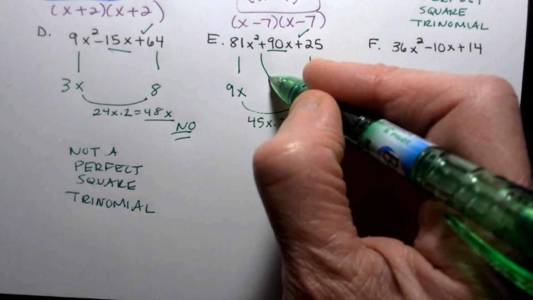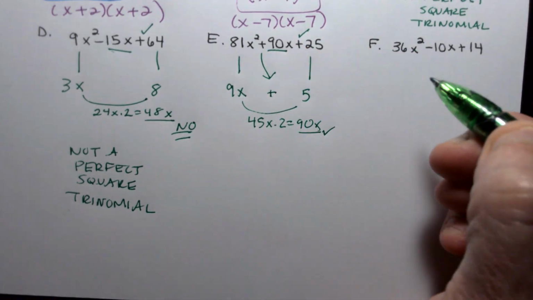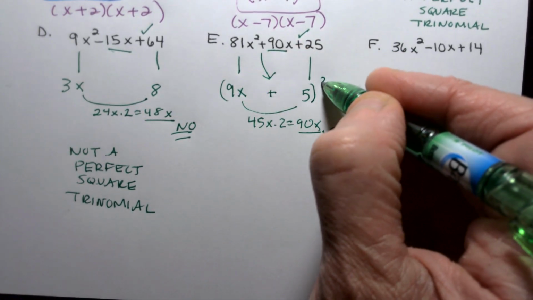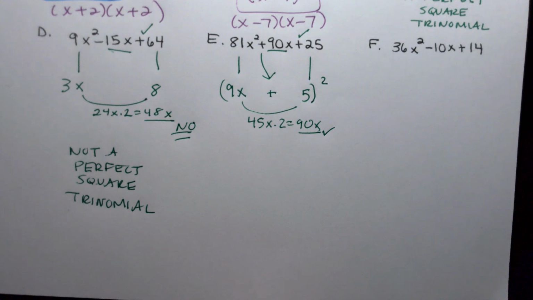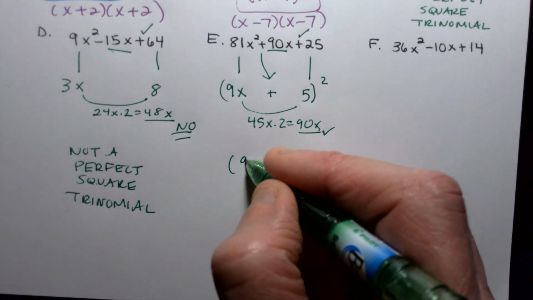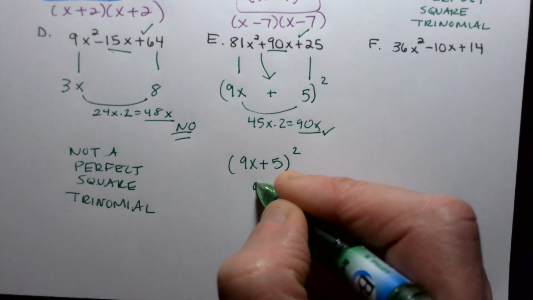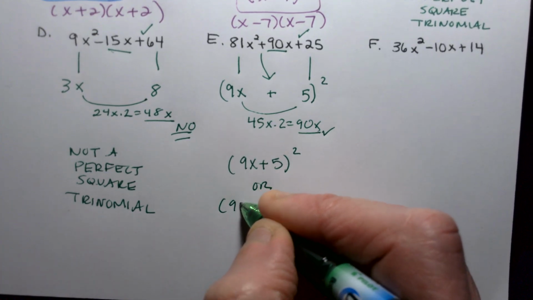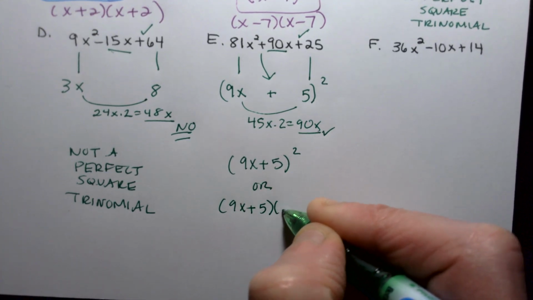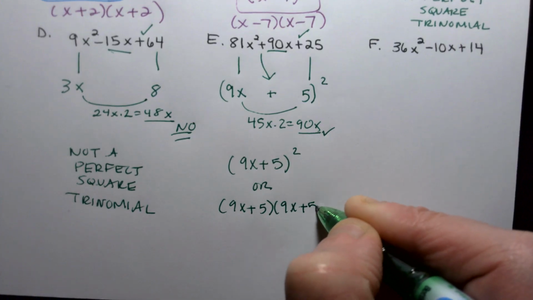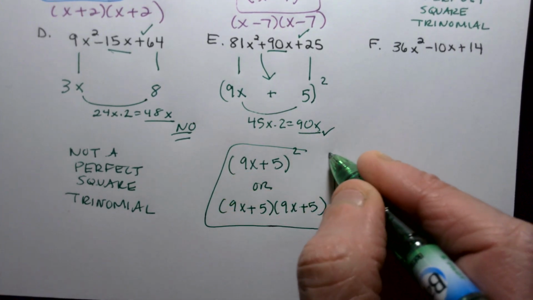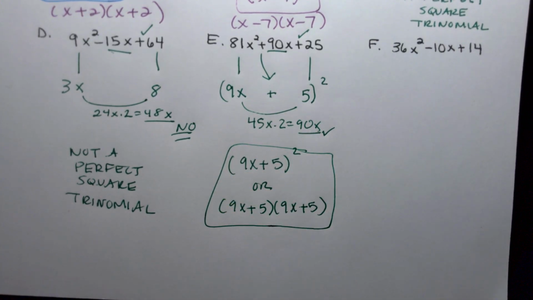So put the nose on, plus in this case, put the ears on, and the hat. So we get a 9x plus 5 to the second power. Or that can be written as 9x plus 5 times 9x plus 5. All right.